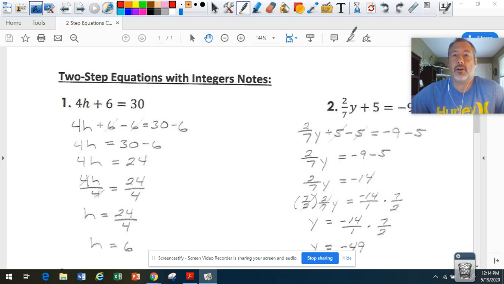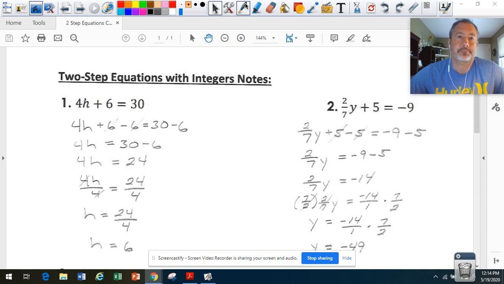Let's look over here at number 2. Let me move my picture over here a little bit to make it easier for you to see. Here I have 2/7y plus 5 equals negative 9. Once again, we've got the boyfriend or girlfriend here of 2/7 because it's attached to the y, and then we've got our plus 5, the friend. What do we say? Friends go first, out the door. So we've got to get rid of this plus 5. The opposite of plus 5 is minus 5.